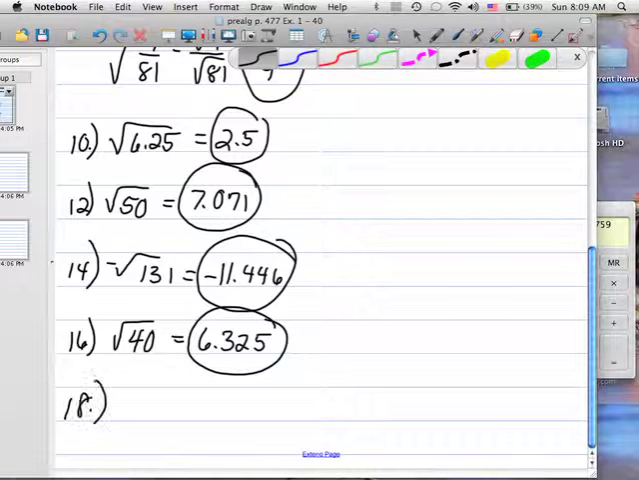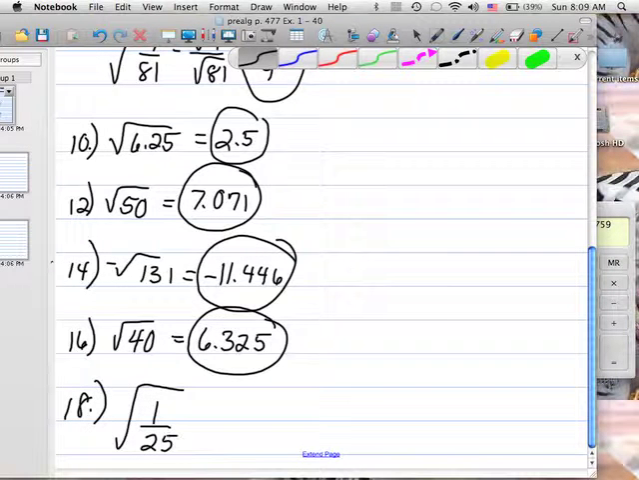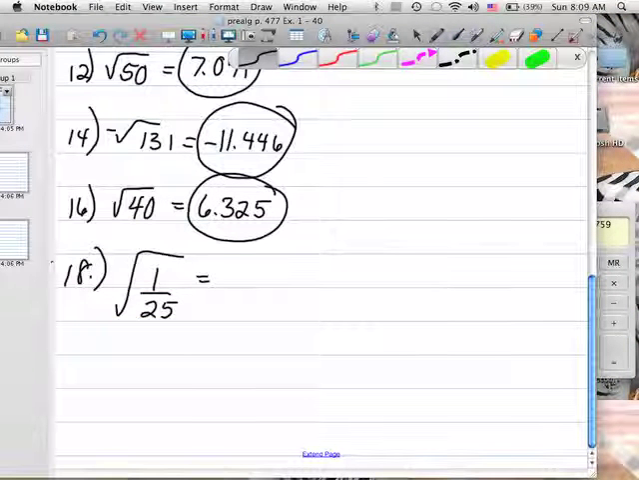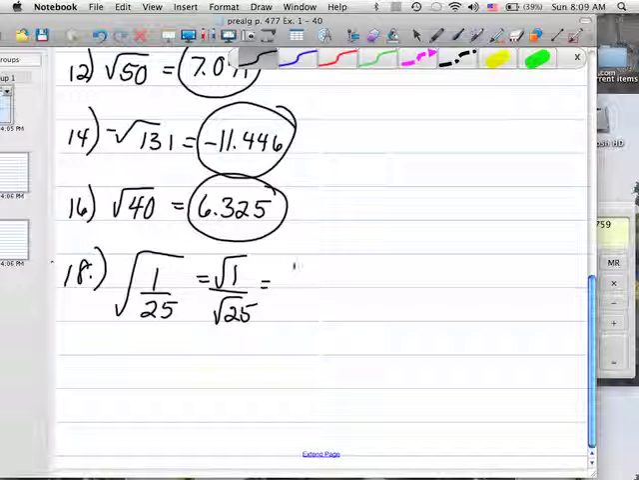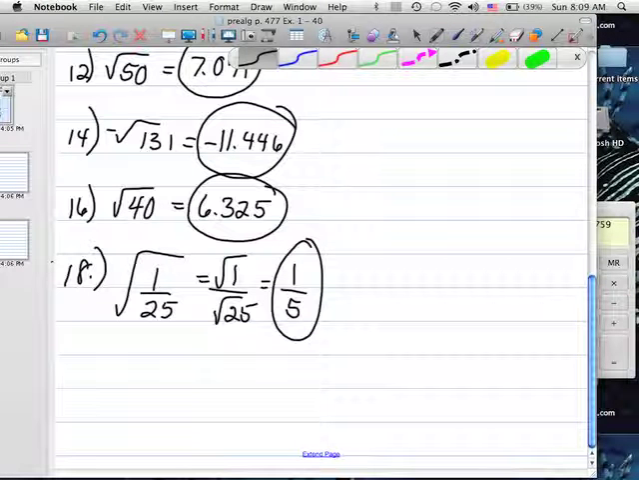Number 18, if it's given as a fraction, leave it as a fraction. Square root of 1 over 25, the square root of 1 over the square root of 25. Square root of 1 is 1, the square root of 25, that's a perfect square, is 5. So our answer is 1/5.